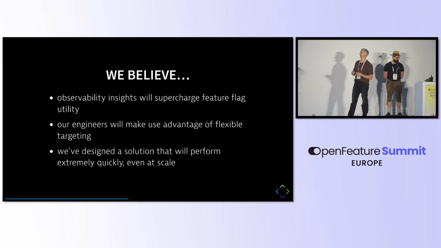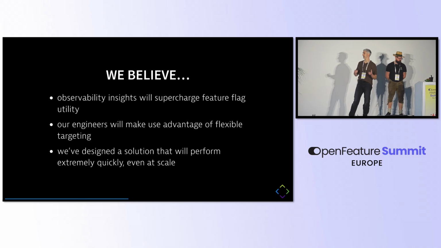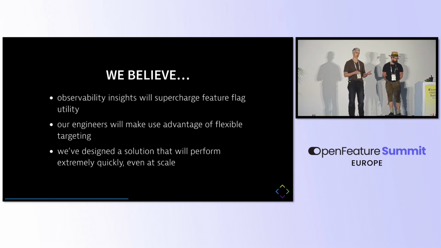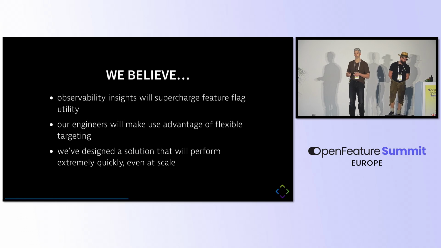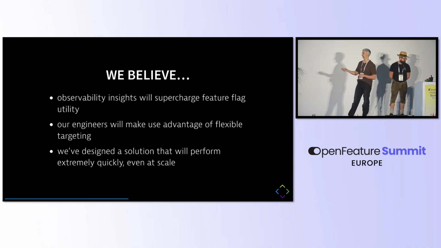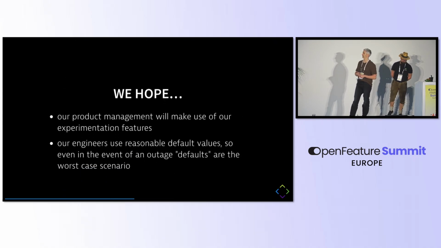We believed, again, that observability insights would supercharge the utility of feature flags. So the more we could see, the more we would use feature flags. We also believed that our engineers would make use of advanced targeting, like geo-based targeting and that sort of thing. So we built that into the system, and we kind of hoped it would get used. We knew for sure they were using tenant-based targeting, but we hoped for more. And we also believe that we designed a highly scalable solution that was really fast. That was super important for us, even at scale.